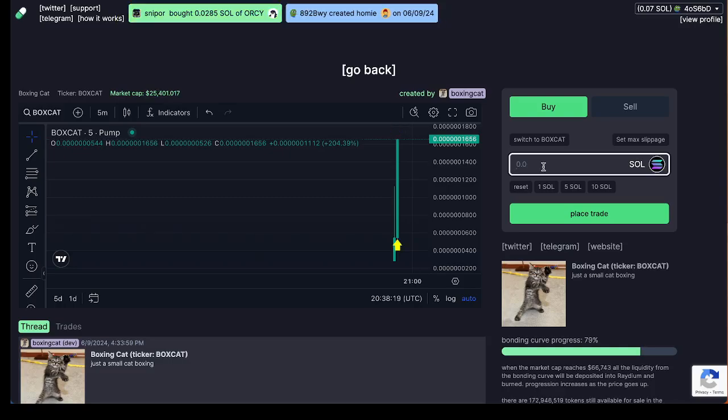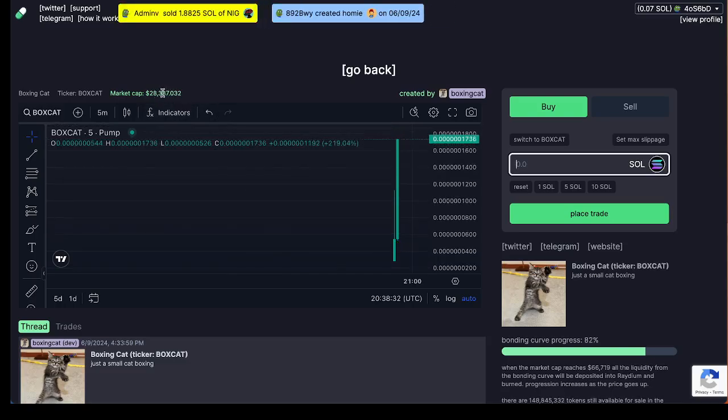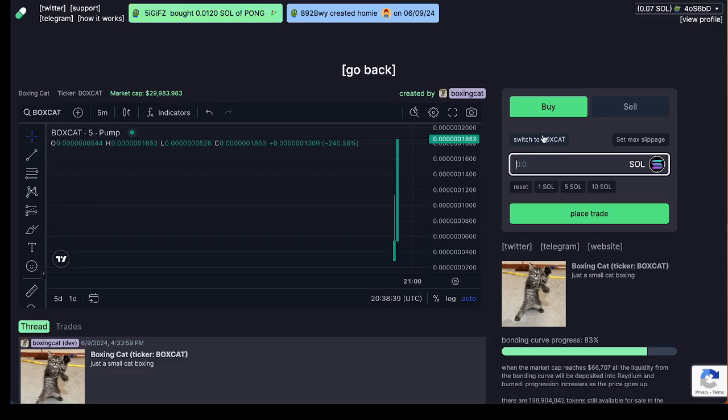Some use the bot, which I like, because on this website, by the time you buy or sell, it takes a lot of time. So by the time you want to buy at, let's say, a 26,000 market cap, because of the slippage, you may buy it at 30,000 market cap. So that's why I like to use the bot. It's faster. I can buy and sell there very fast. And I'm going to show you how you can use the bot.